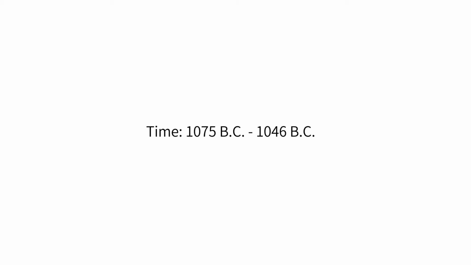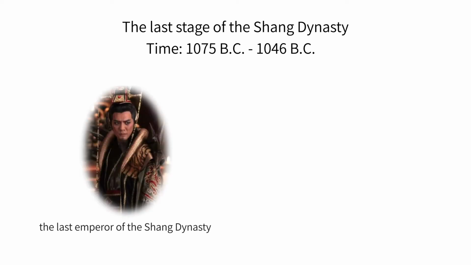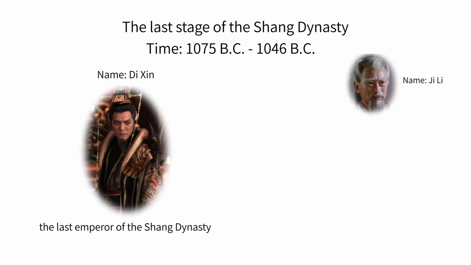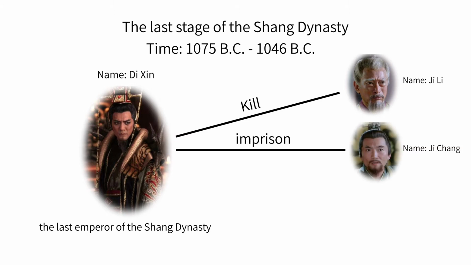From 1075 BC to 1046 BC, at the end of the Shang Dynasty in ancient China, the last emperor of the Shang Dynasty, Di Xin, ruled the whole country. Because he had heard slanders and feared that his vassal, Ji Li, would overthrow him, he found an excuse to kill Ji Li and put Ji Li's son, Ji Chang, into prison.